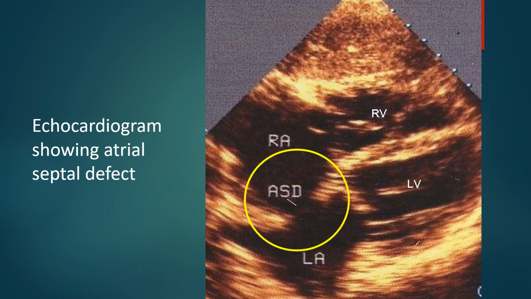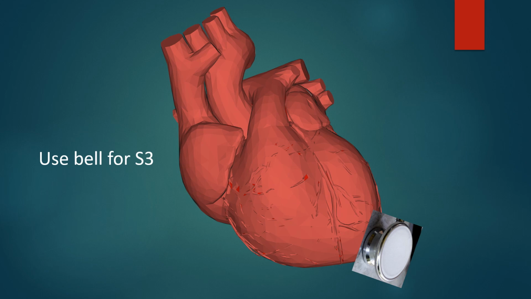Paradoxical split can occur in left bundle branch block and aortic stenosis, but it is often difficult to appreciate in aortic stenosis due to the loud preceding murmur. Third heart sound is a low-pitched sound and hence better heard with the bell of the stethoscope.